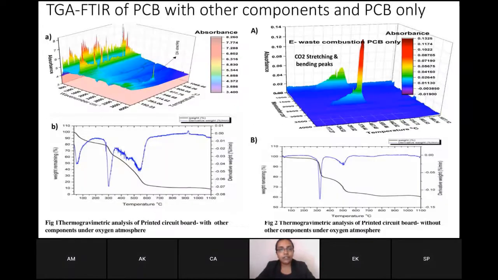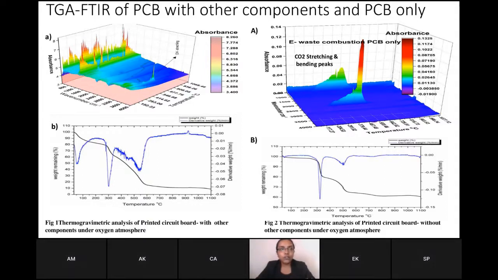And what we did, the variation was in one, we took all the components together. We just ground the raw printed circuit board and subjected it to a TGA, FTIR coupled analysis. And in another one, we took all the electronic items away, took just the plastic board, ground it, and subjected it to this analysis.